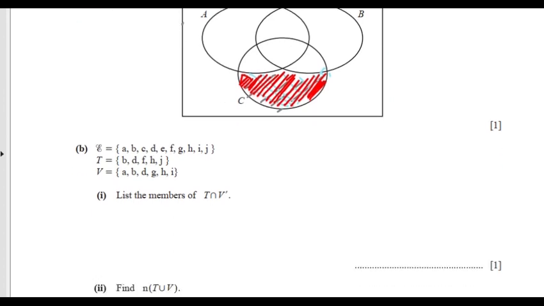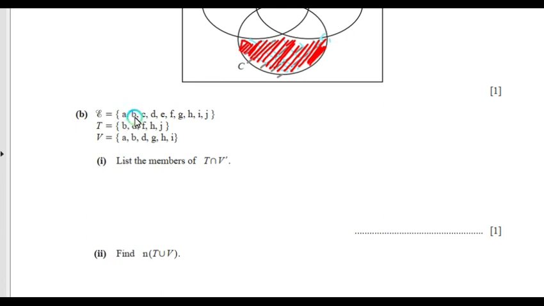Okay, next part we have universal set A, B, C, D, E, F, G, H, I and J, and two sets also given, which are obviously subsets of the universal set. The first one is T: B, D, F, H, J, and the elements of V will be A, B, D, G, H, I, right? List the members of T intersection with V complement. So first of all, we'll find V complement.